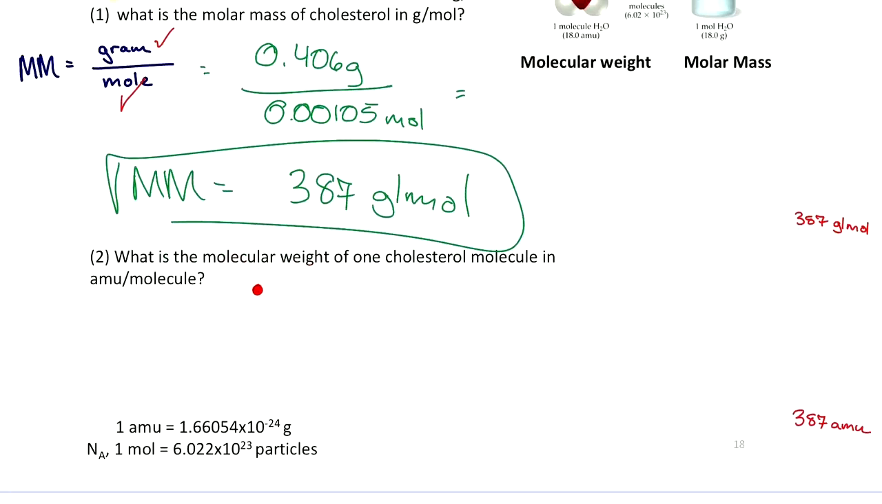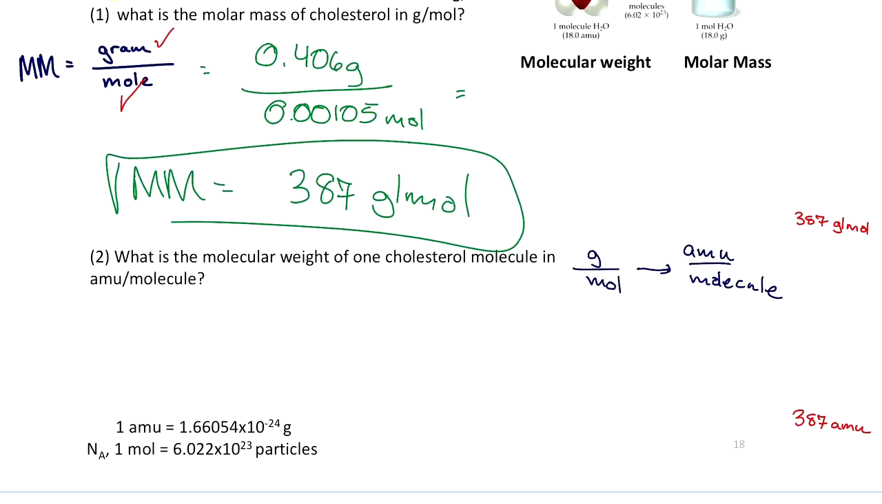So yes, you guys were clever with your units. The molecular weight of 1 cholesterol molecule is 387 AMU, but I want to prove it to you using dimensional analysis and units. We just calculated molar mass, so that's grams per mole. But now I'm asking, what is the weight in AMU per molecule? Remember dimensional analysis: we can convert stuff that's on the top and the bottom, right? Can you convert gram to AMU? Is that something you can do?